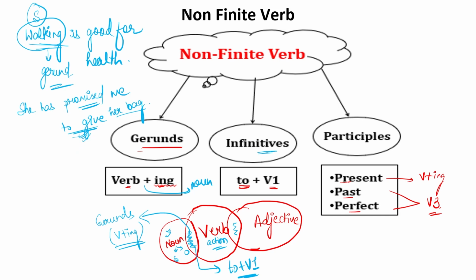For example, we say to err is human. So to err is again an infinitive.